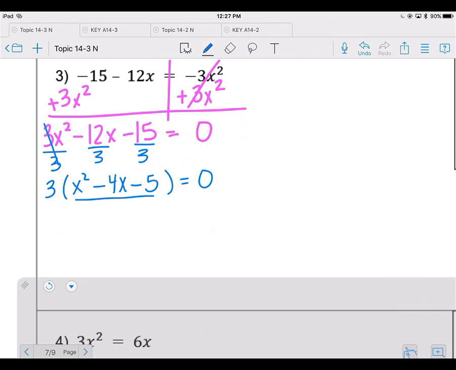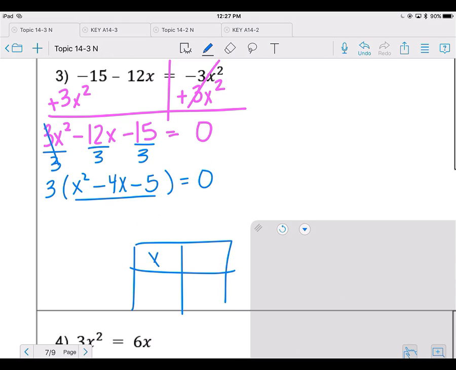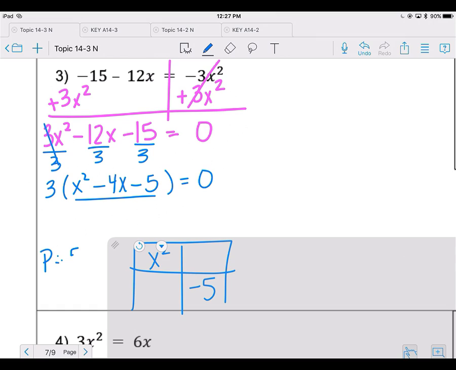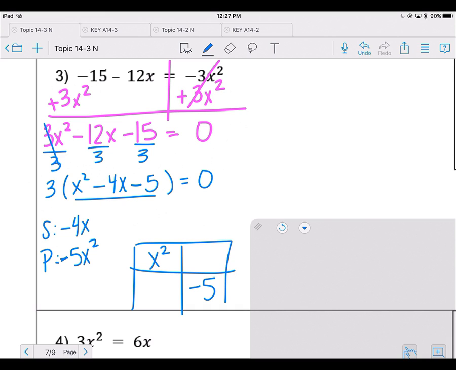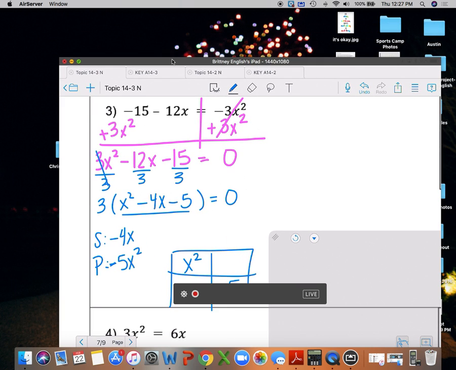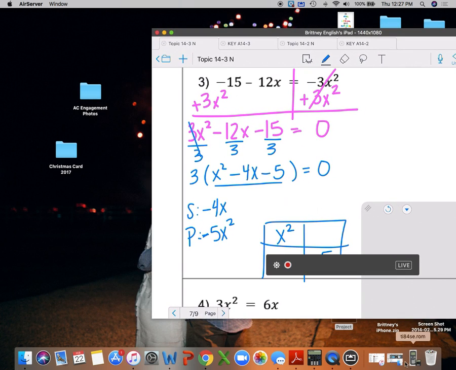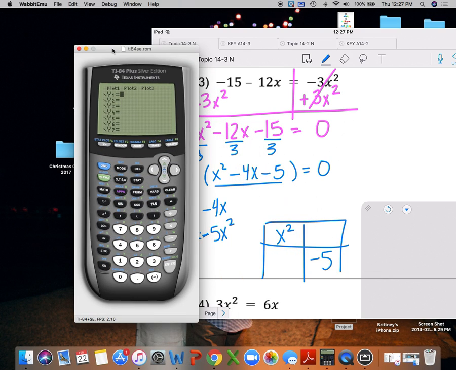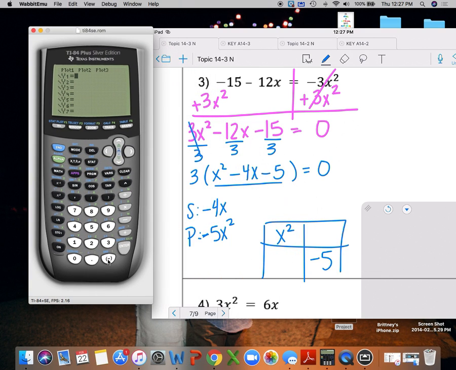In order to continue factoring, I will now take what's in parentheses. So x squared minus 4x minus 5. I multiply those for my product, which is negative 5x squared. My sum is that middle number, which is negative 4x. So in my calculator, I'm going to make this a little smaller. So in my calculator, in y equals, I put negative 5 divided by x.